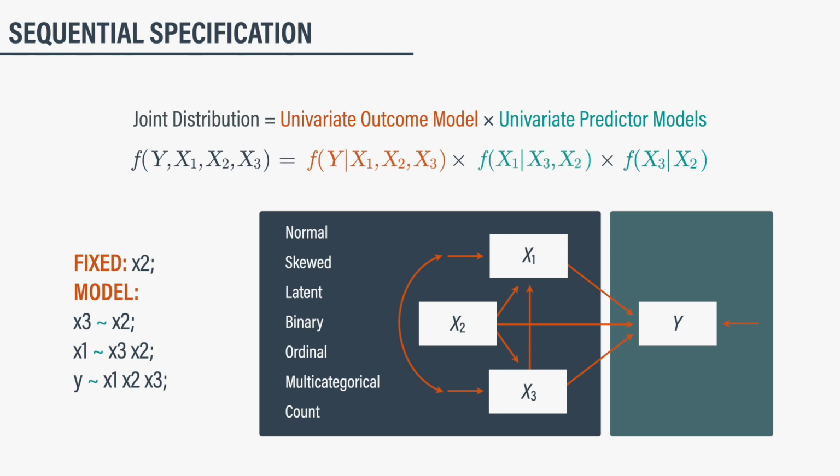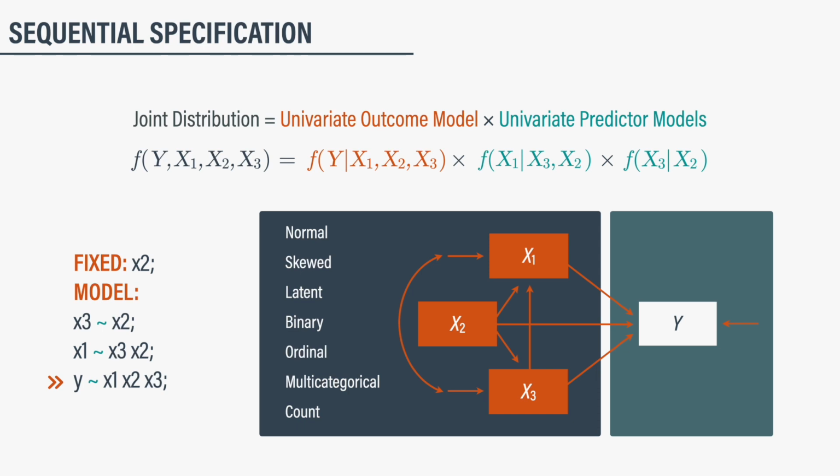Essentially, each predictor becomes a dependent variable in its own regression equation, and we use a path model to represent the associations among the predictors. x2 is complete and never appears as the dependent variable in a regression. Looking at the code on the left, the model command now specifies three regression equations. x3 is predicted by x2, x1 is predicted by x3 and x2, and y is regressed on all three explanatory variables. The sequential specification allows for nonlinear associations among the predictors, but it also accommodates skewed continuous variables, latent variables, and even count predictors.